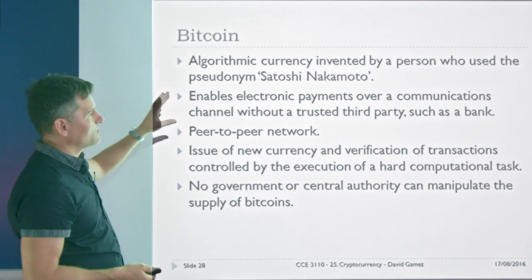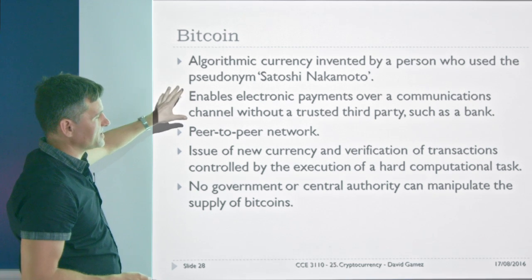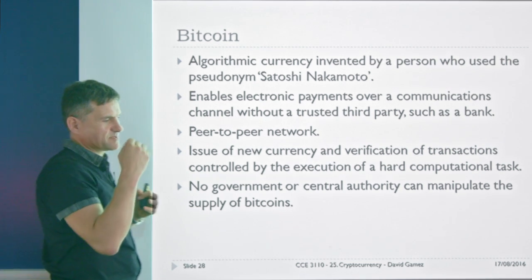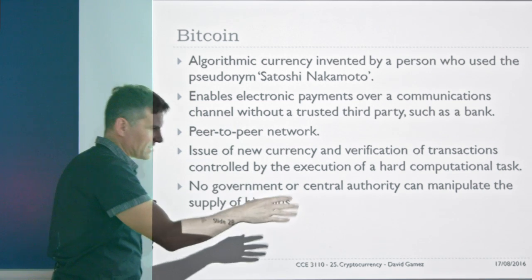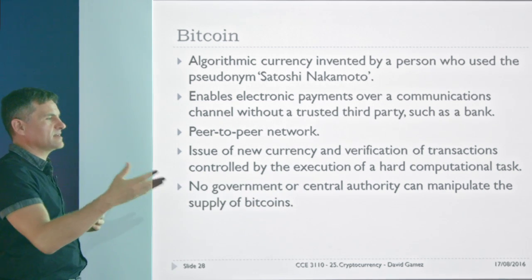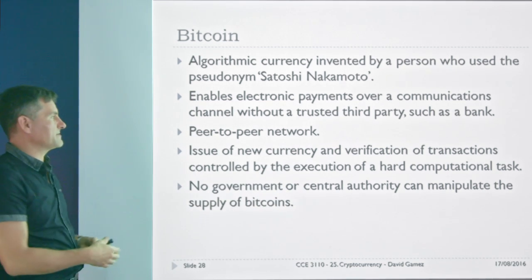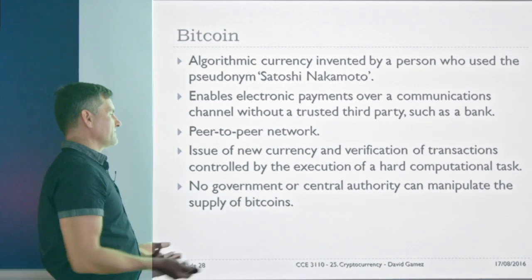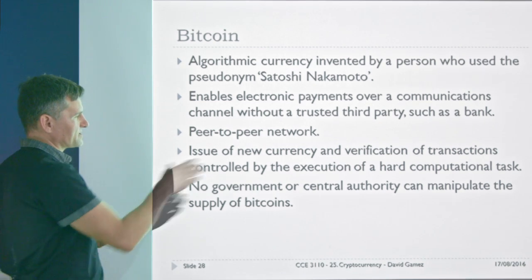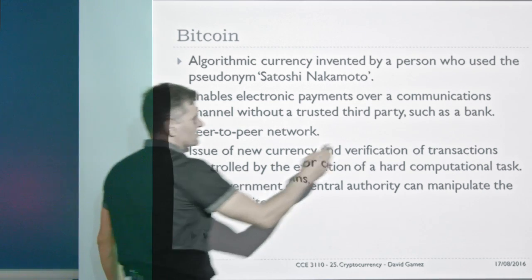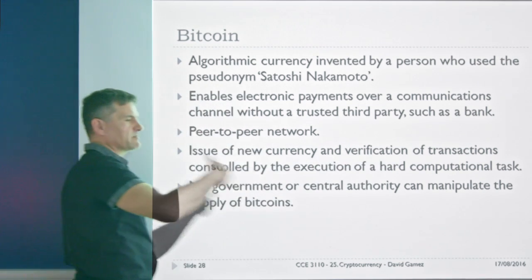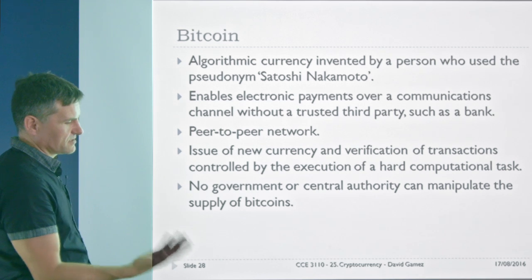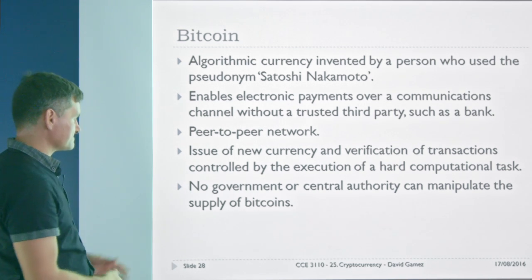That's kind of what Satoshi was aiming at with this system. He didn't want the payments to be verified by a bank, so he wanted a currency that could be spent online, but also trusted and couldn't be double spent. So it's based on a peer-to-peer network, and the issue of currency and the verification of transactions is controlled by the execution of a hard computational task. That both limits the supply and limits people's ability to manipulate or fake currency in the network.